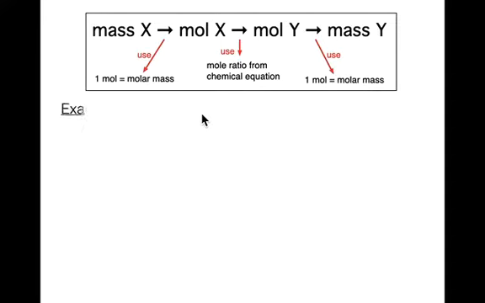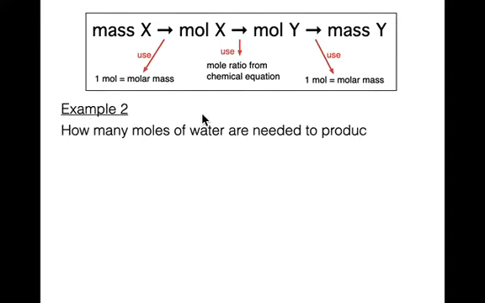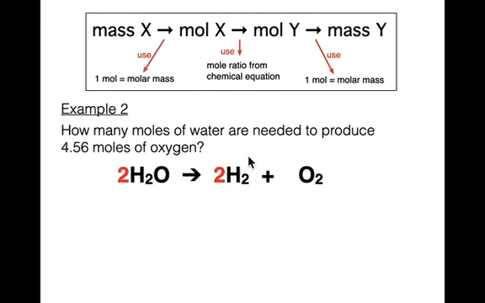Okay, so let's do another example problem. How many moles of water are needed to produce 4.56 moles of oxygen? So again, you have to have a balanced chemical equation. We'll summarize the problem by writing the values that were given below the substances in the balanced reaction, in this case 4.56 moles of oxygen, and the question is how many moles of water do we need?